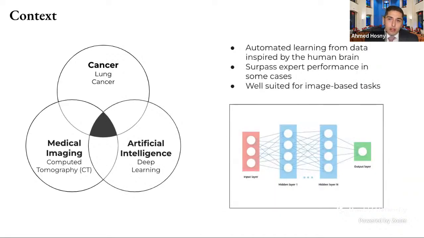And finally, we have artificial intelligence, or more specifically, deep learning. Deep learning is a computational model that consists of artificial neural networks. These are somewhat based on the neural networks in our brains, and they have the ability to learn automatically from data. And we'll be talking about this a little bit more in detail. They are able to surpass human performance in some tasks. And finally, they also work very well with images, whether photographic images or medical images. And at this intersection lies the contents of the thesis today.